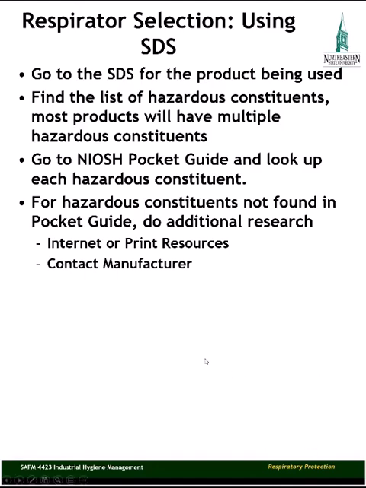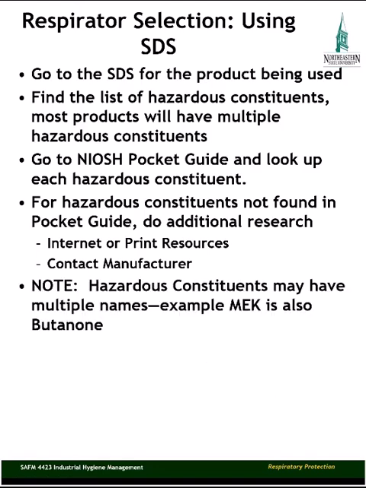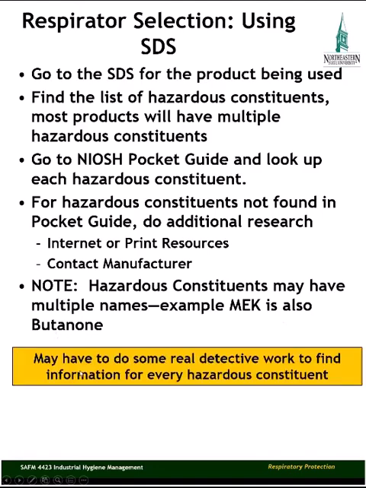One thing to keep in mind when you're doing this kind of research, many hazardous constituents have multiple names. For example, methyl ethyl ketone is also called butanone. And you may have to do some real detective work to find information for every hazardous constituent. And I'm going to be going through an actual example of this before we're done, because I think this is important. I'd rather overkill this subject than not say enough about it and you guys being lost in this situation.